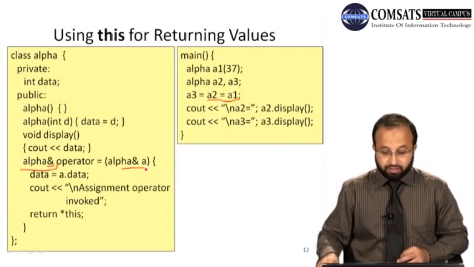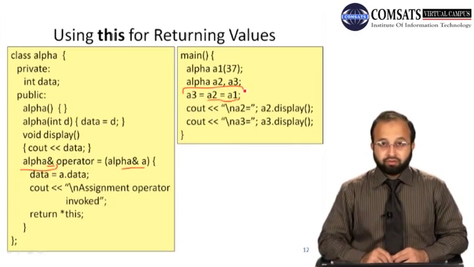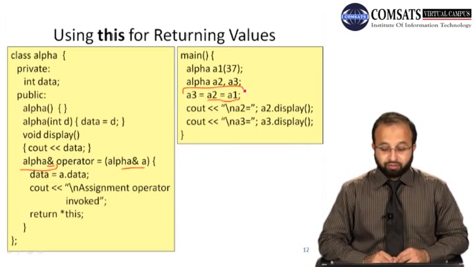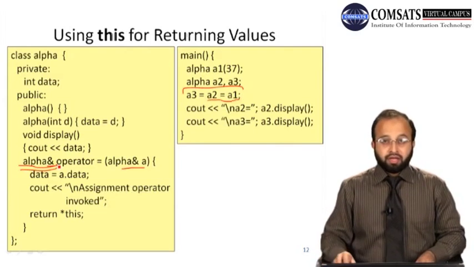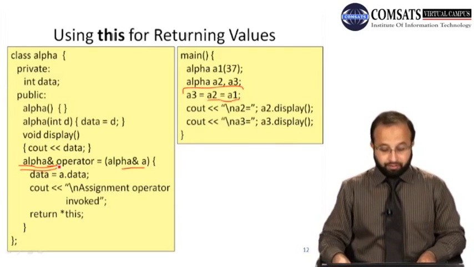So ये जो statement है हमने इस तरह से 3 times जो लिखा है assignment में, A3 is equal to A2 is equal to A1, 3 operands को use किया है. That is possible because our overloaded equal function returns an alpha object by reference. So that is using this pointer for returning values.